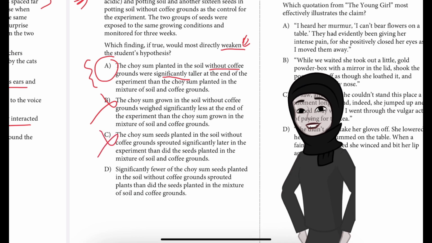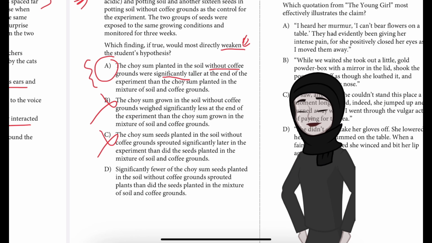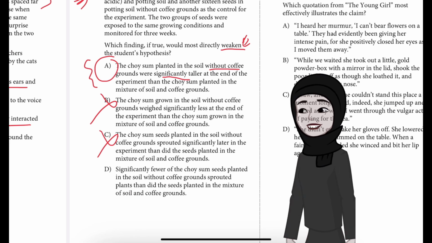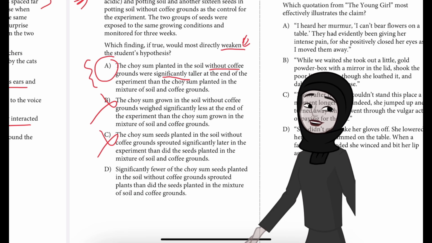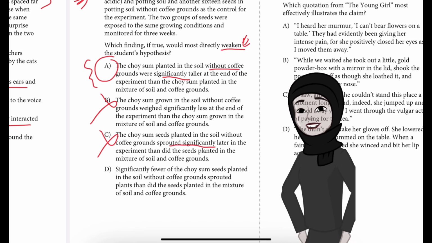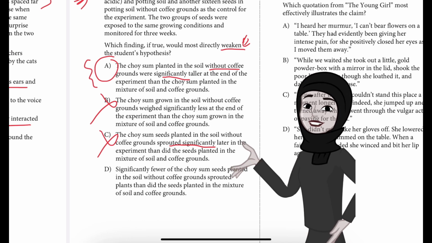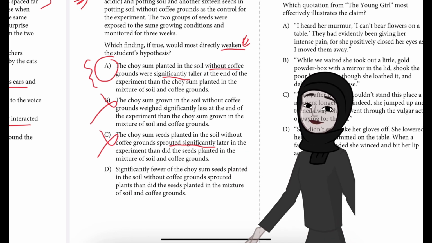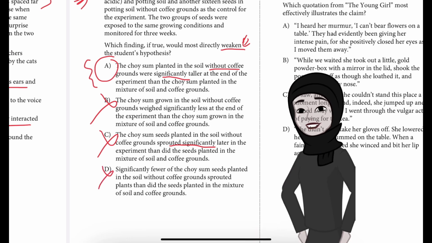And choice C: the choy seeds planted in the soil without coffee grounds sprouted significantly later in the experiment than did the seeds planted in the mixture of soil and coffee grounds. C is also incorrect because if seeds planted in neutral soil without coffee grounds sprouted significantly later than those in the acidic soil and coffee grounds mixture, this finding would strengthen, not weaken, the student's hypothesis that acidic soil benefits choy.